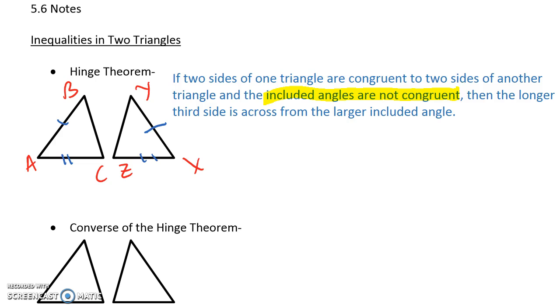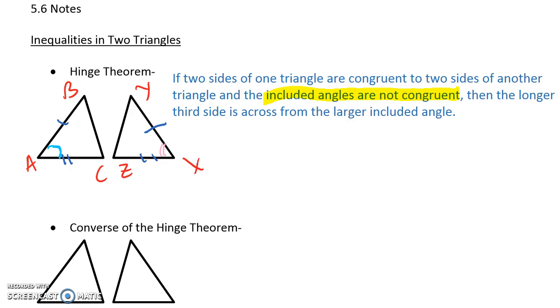So for example, these are the included angles, right? Angle A, because it connects the two sides here, AB and AC. And the other angle X is the included angle for the other triangle, because it connects YX and XZ. Those are not congruent, so notice they have two different markings. So what this theorem tells us is that the third sides are not going to be congruent, because SAS clearly doesn't work here. But that means one side has to be larger than the other. How do I know which one's larger? Well, look at the angles.